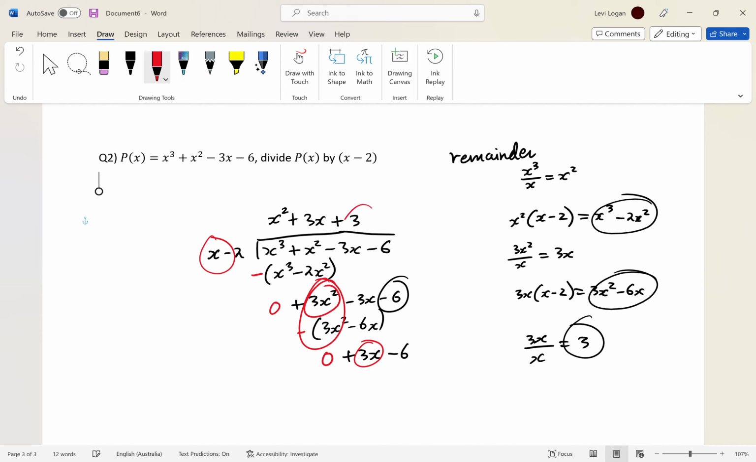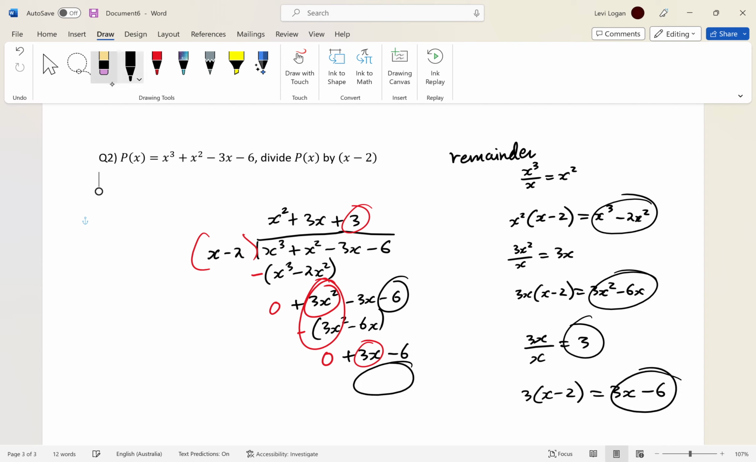Then whatever we have here, we multiply it by this entire thing here. So we can have 3 multiplied by x minus 2, which equals 3x minus 6. Then whatever we have here, we're going to place it down here. So we're going to have 3x minus 6 minus, always remember the minus. So we're going to have 0 and 0.